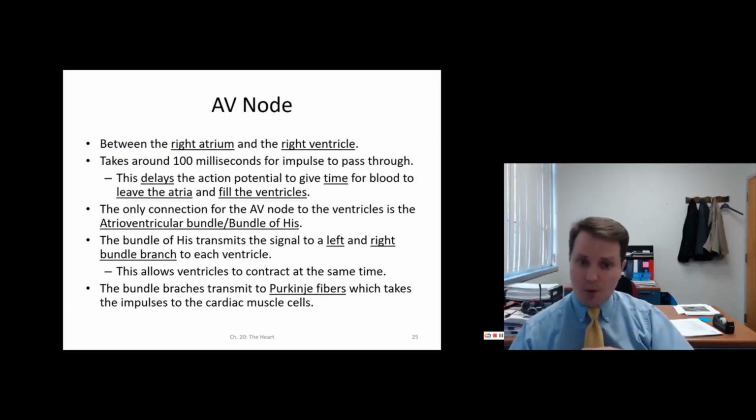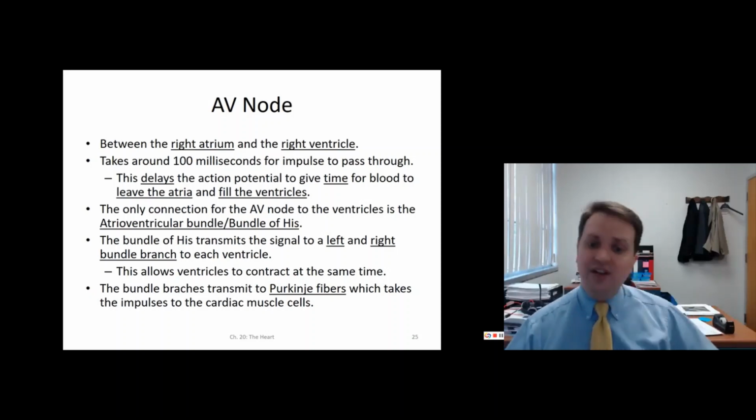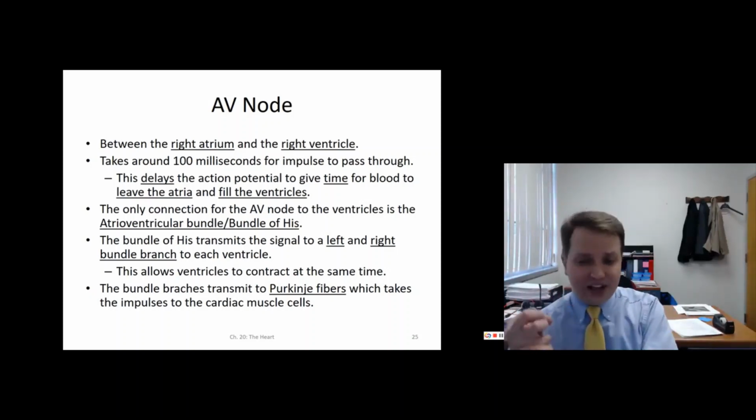It's normal. Now the AV node, the only way it connects to the ventricles is the bundle of His. So it has to go through the bundle of His to the left and right bundle branches to the Purkinje fibers. Purkinje fibers, easy to remember to spell. Per, like cat purr, P-U-R, Kinje, Purkinje fibers, okay, to the heart muscle cells. The ventricles should contract roughly at the same time.